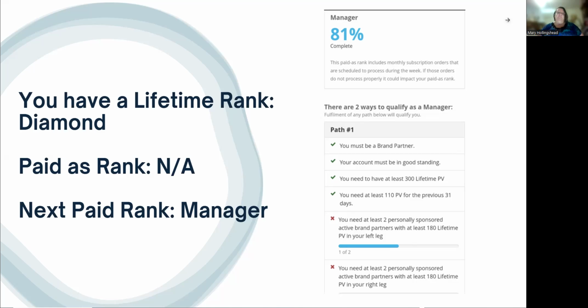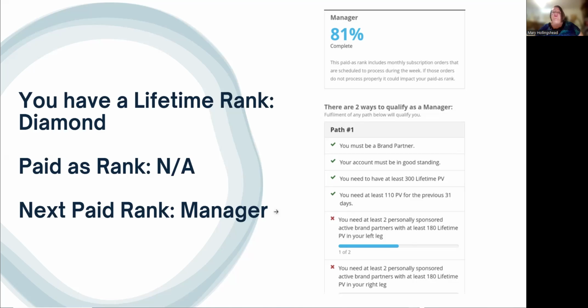Now, the company put up there, you have a lifetime rank of diamond, because the last package that she bought was a diamond. At the time, now she's paid as rank not applicable, is what the NA stands for. And what she's going for is the next paid rank, which is manager. So now let's go look on the other side, the right side.